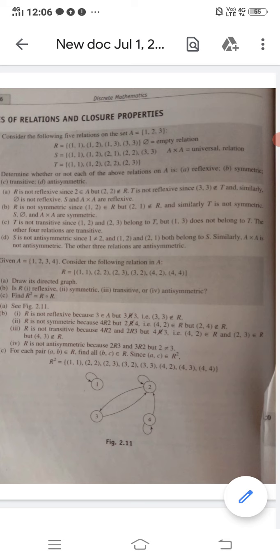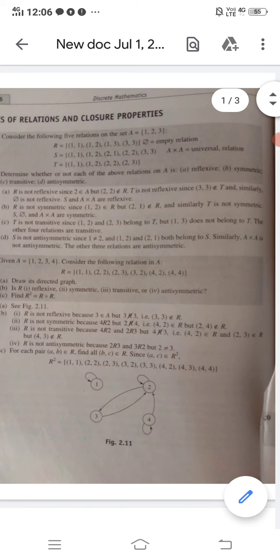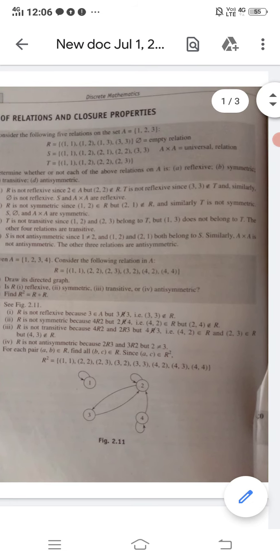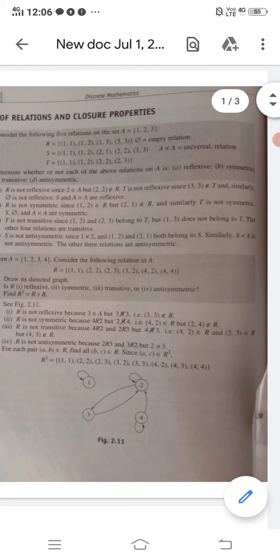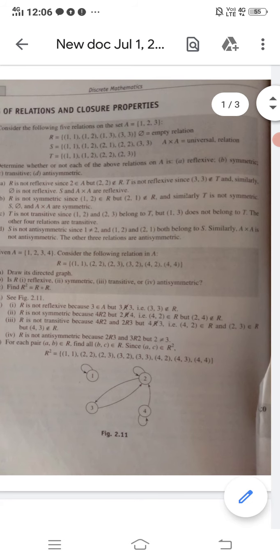S: 1, 2, 1, 2 is here. S is there, only T is not there. So all 4 relations are transitive except S. Now check antisymmetric. S is not antisymmetric. A cross A is not antisymmetric, as I told. R, other 3, means R, T and empty, are antisymmetric. So my answer was right.